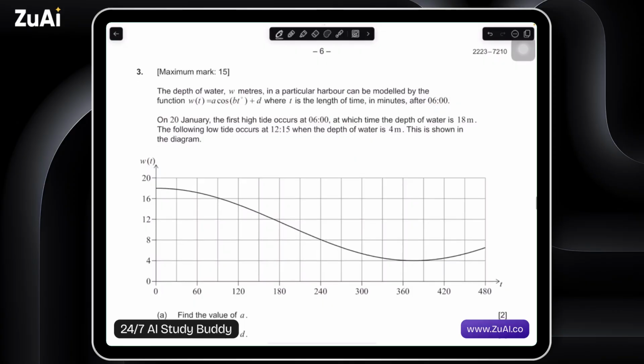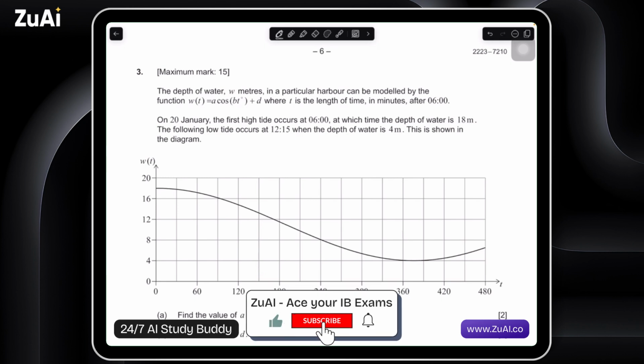Let's read it. The depth of water, W meters, in a particular harbor can be modeled by the function W(t) equals A cos Bt plus d, where t is the length of time in minutes after 6 in the morning. So a few things going on. What is this function? The function maps the depth of water at a particular time.